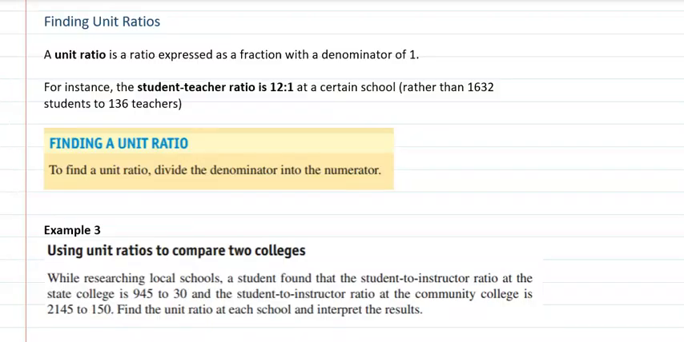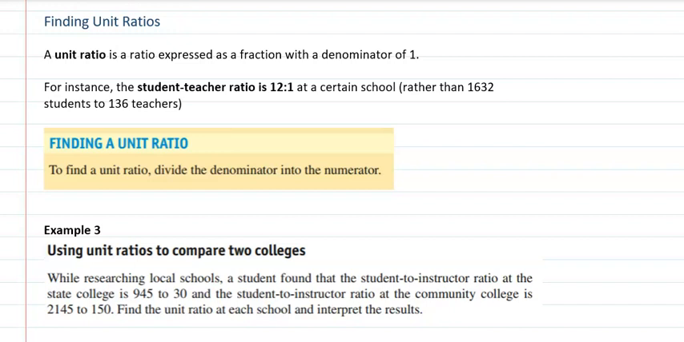Okay, so now we're going to look at finding unit ratios. A unit ratio is a ratio expressed as a fraction with a denominator of 1. So, for instance, you have a school that has 1,632 students and 136 teachers. So instead of saying the ratio is 1632 to 136, you change it by reducing it to 12 to 1. So we reduce it so that the bottom is a 1, and that way we can compare different unit ratios for different things and see which one's better, basically.